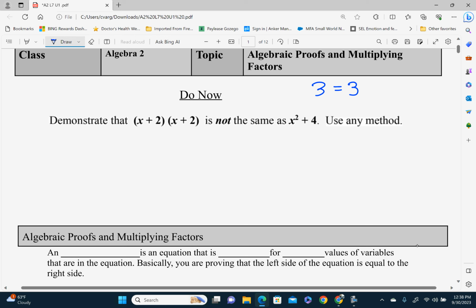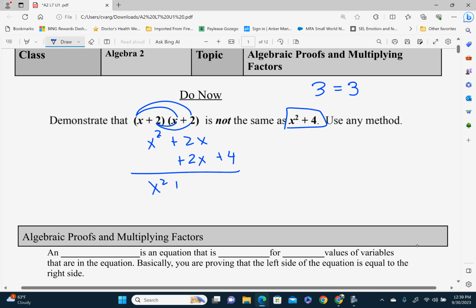So demonstrate that (x + 2)(x + 2) is not the same as x squared plus 4. This is the most common mistake that a lot of people make. It's not. The reason is because you have to do x times x, which is x squared, x times 2, which is 2x, 2 times x, which is 2x, and 2 times 2, which is 4. So you have x squared comes down, 2x plus 2x is 4x, comes down, and plus 4. So this is the correct answer, okay? Not this. This is not equal to x squared plus 4, okay?